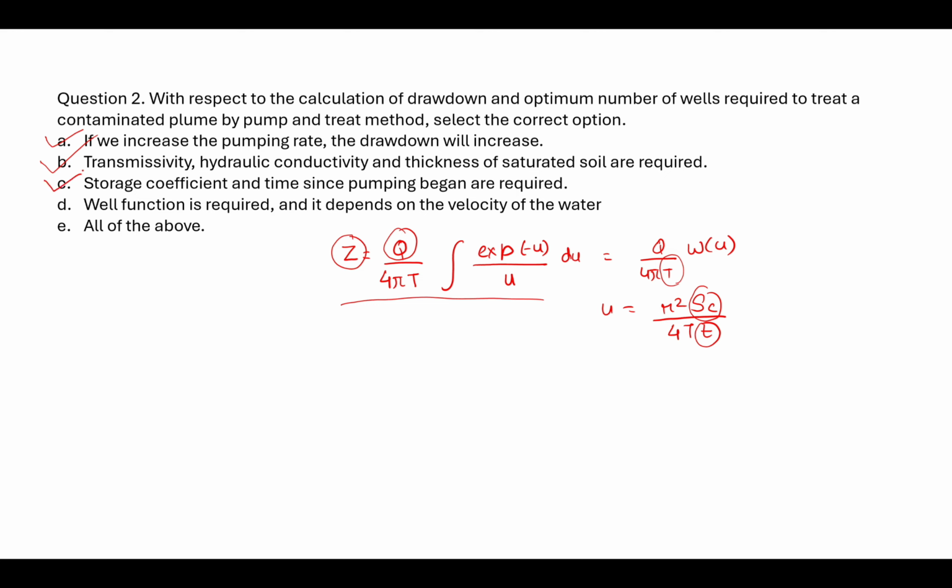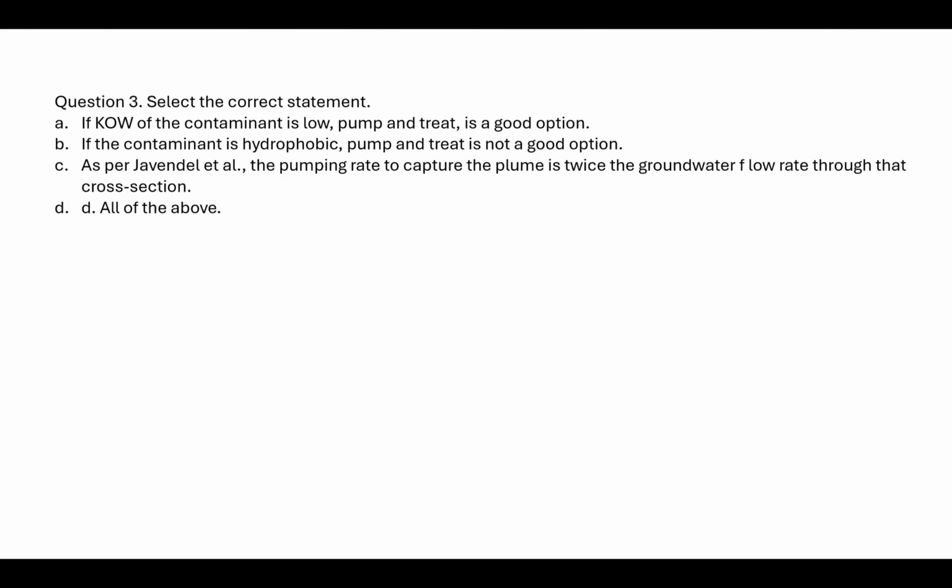And the next option, that well function is required and it depends on the velocity of the water. So we have seen in the slide that well function is required and well function is a function of the velocity of the water. So depending upon the velocity, there are different well functions. So this option is also correct. So E is the correct answer, that is all of the above. So all the four options given are correct with respect to pump and treat method. So E will be the correct answer. Now let's move to the next question.